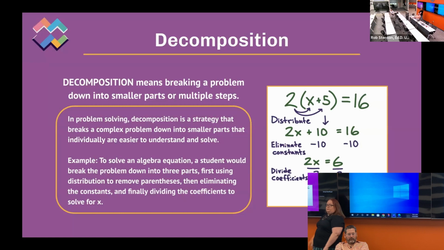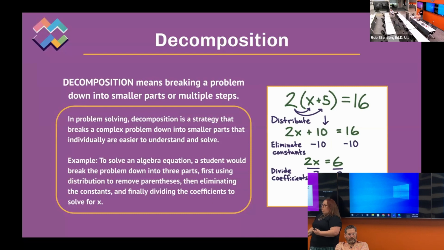I'm gonna subtract 10 from both sides. And then I've got 2x equals 6. I have this coefficient in front of the x, that's a 2. I'll divide both sides by 2, and now I have x equals 3. So that took like 3 or 4 steps, right? That took multiple steps to complete.